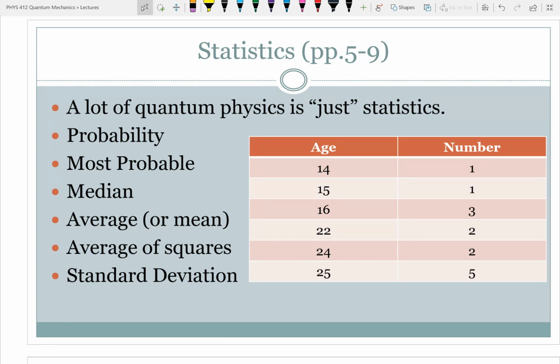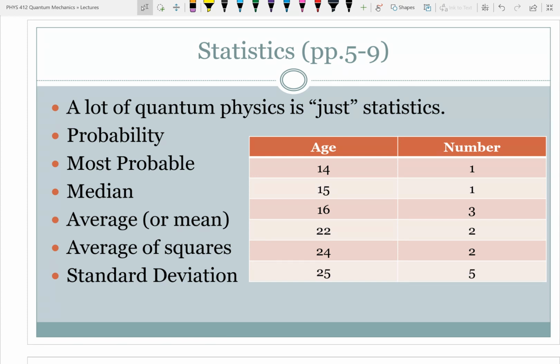So we're going to be using ideas like probability, as we've already seen, the most probable state, the median state, the average of squares, standard deviation. We're going to use all those things. So I have here a collection of numbers. This is the same collection that's in the textbook, except it doesn't put it in tabular form. I don't know why. It seems to make much more sense to me to have it in tabular form. So we have just a bunch of ages.